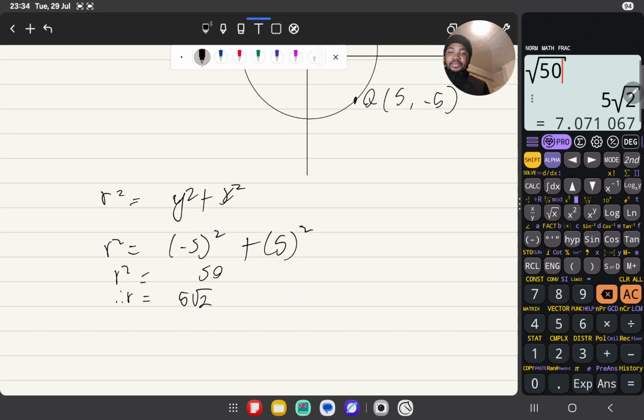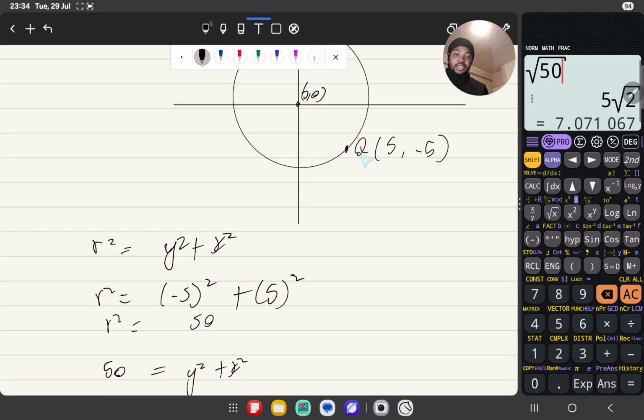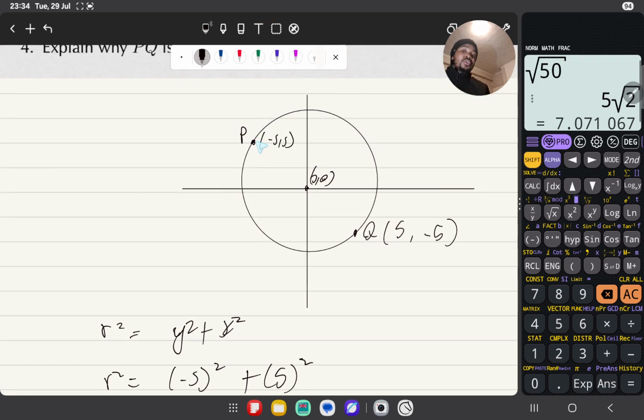So then, in fact, I don't need to go here, I'm realizing, because I have to write it as r squared. r squared is 50. So I'm going to say 50 equals y squared plus x squared. I don't need to find r. So I just do this and I have my equation. This is the equation of the circle. By the way, I used one point in this one, but even if you use the other point, you're still going to get the same equation, because you have a -5 and a 5, you square them, and then you add them together, the answer is 50. You understand?